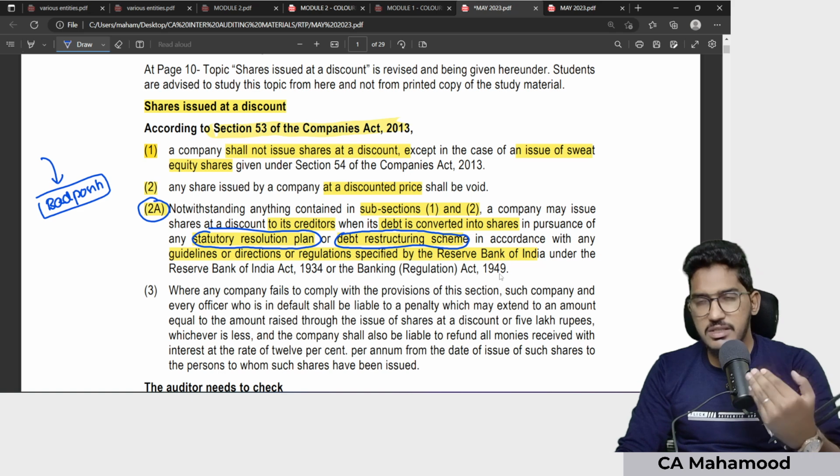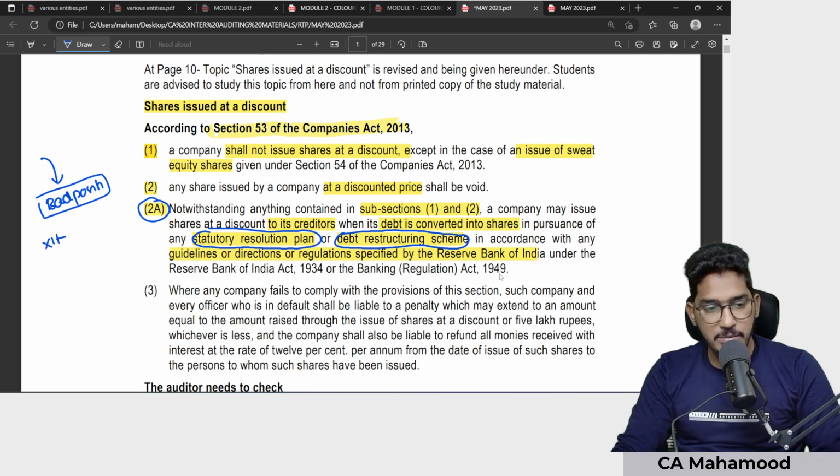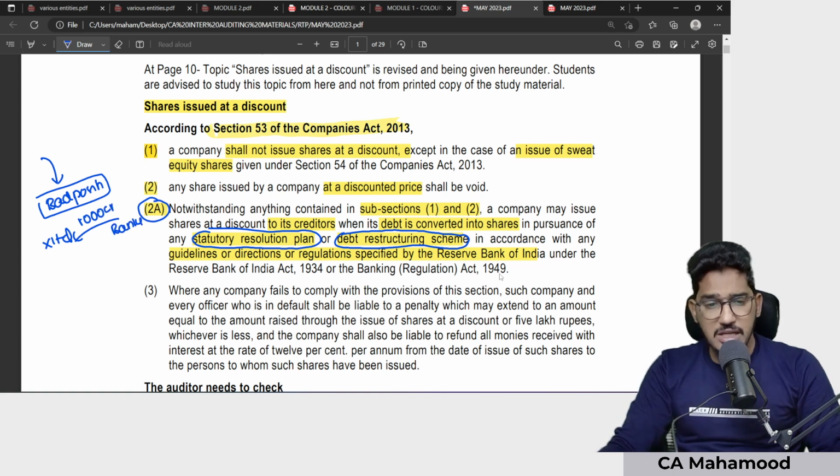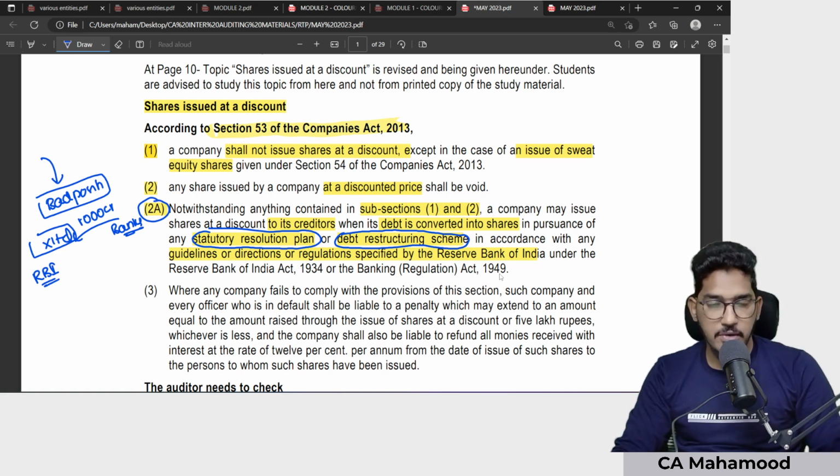Assume we will discuss with the help of an example. Some company X Limited has taken some 1,000 crore rupees of loan from banks. Assume they have taken this 1,000 crore rupees of loan from the bank, but they are unable to repay that loan. Now RBI has come out with a scheme, a debt restructuring scheme they have ordered.